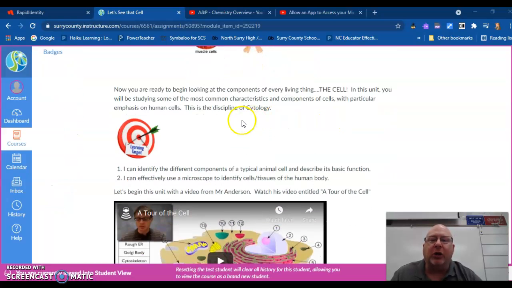Here are our learning targets for this particular unit. I can identify the different components of a typical animal cell and describe its basic function. We'll also be using microscopes to identify cells and tissues. We'll do this a little bit later on and a whole lot in the next unit.